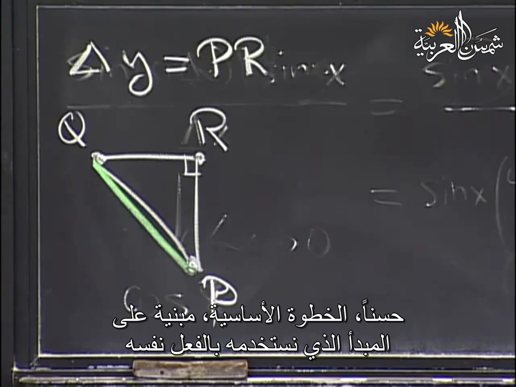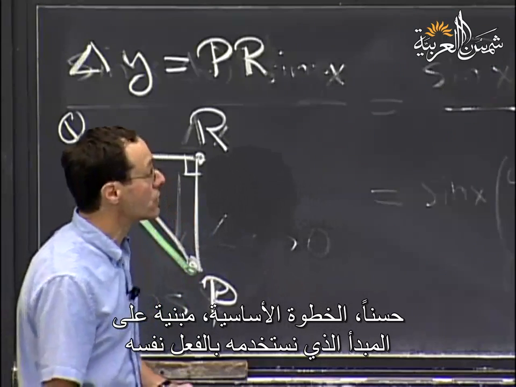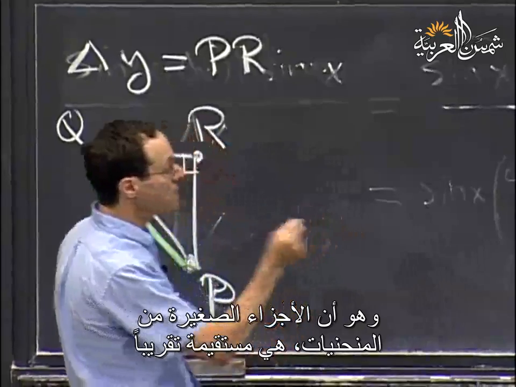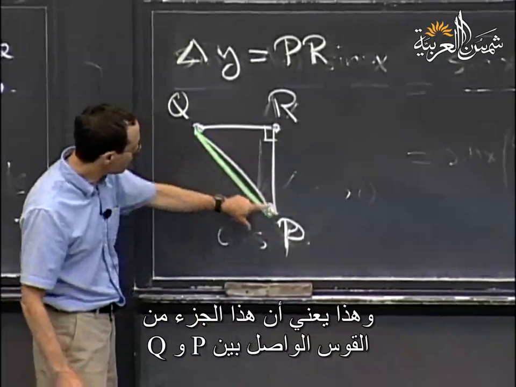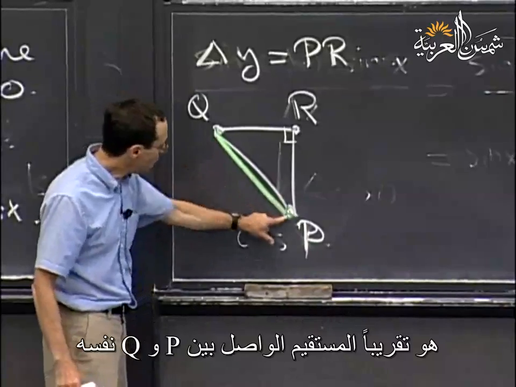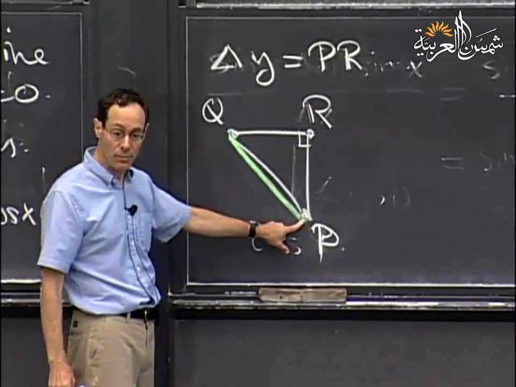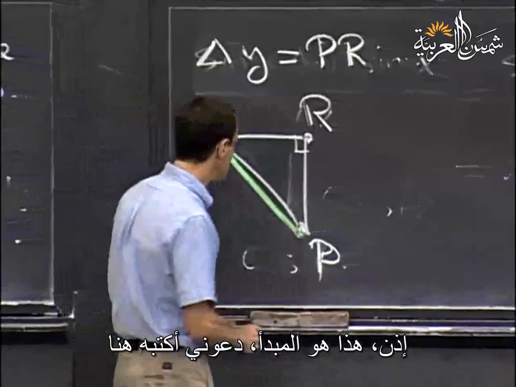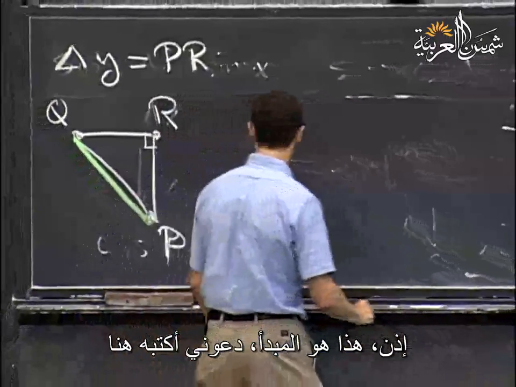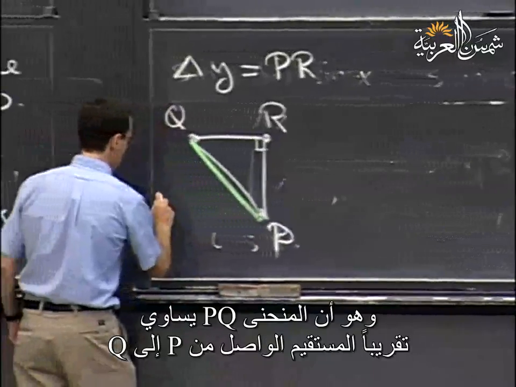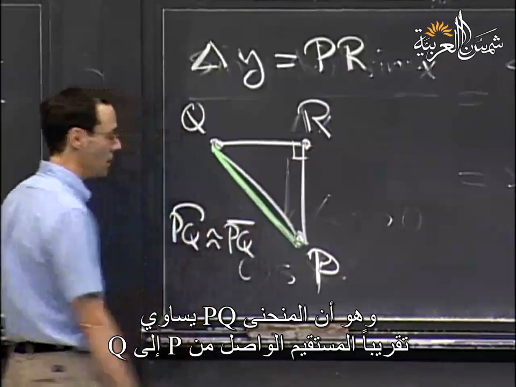Okay, so now the key step is this same principle that we already used, which is that short pieces of curves are nearly straight. So that means that this piece of the circular arc here from P to Q is practically the same as the straight segment from P to Q. All right, so that's this principle that, let's put it over here, PQ is practically the same as the straight segment from P to Q.